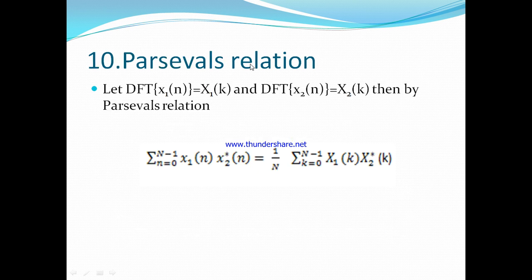Next one, Parseval's relation. We know that the DFT of x1 of n equals X1 of k, and like this, the DFT of x2 of n equals X2 of k. Then by Parseval's relation, sigma n equal to 0 to N minus 1 x1 of n times x2 conjugate of n equals 1 by N sigma k equal to 0 to N minus 1 X1 of k times X2 conjugate of k. So this is the Parseval relation. These are the properties of the discrete Fourier transform. Thank you.